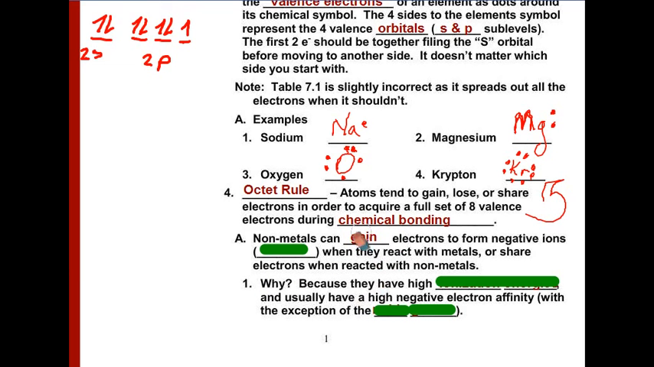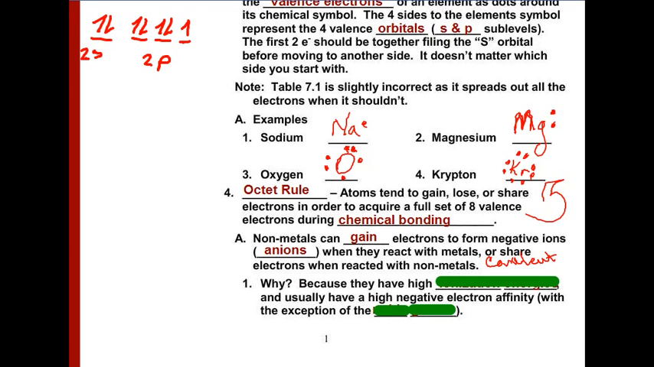Nonmetals will gain electrons to form negative ions, also known as, what are negative ions called? Negative ions are called anions when they react with metals, or they share electrons when reacted with nonmetals. That is called a covalent bond, and we'll get to that when we start chapter 8.